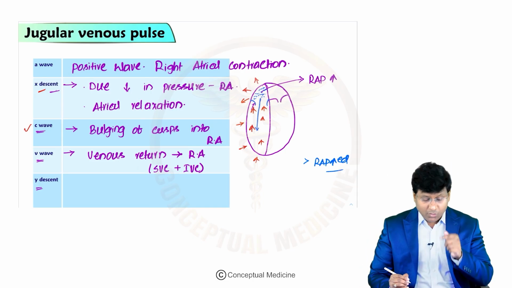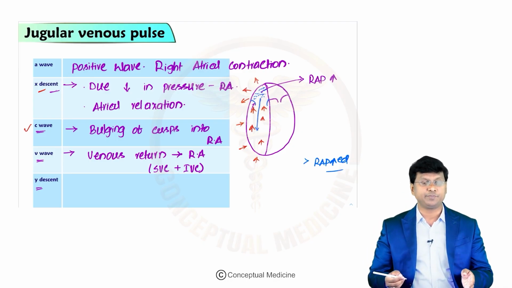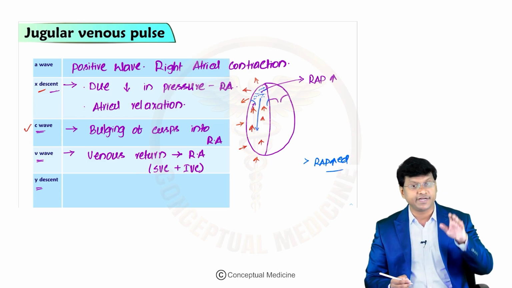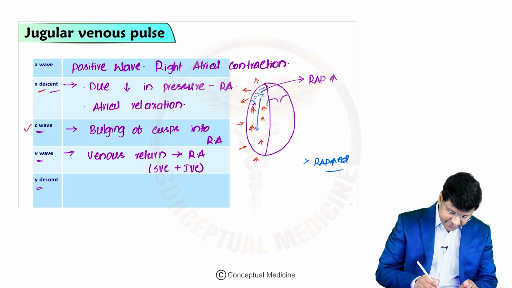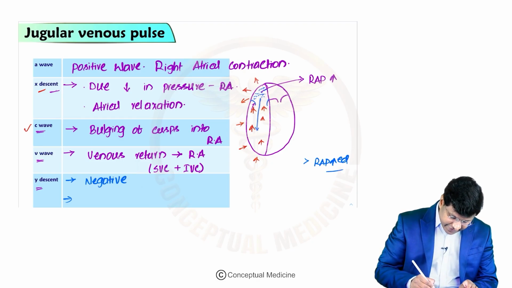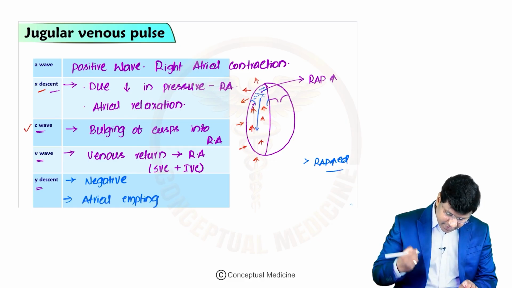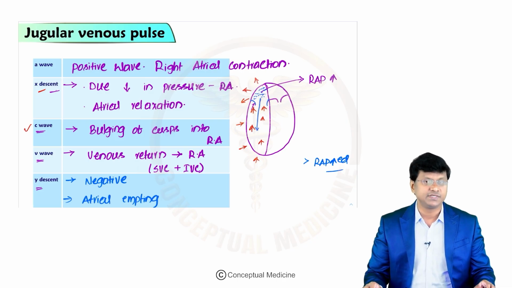So once the blood from the right atrium gushes into the right ventricle, what will happen to the pressure within the right atria? The pressure within the right atria reduces, and that will result in the Y wave. So the Y wave is a negative wave. It tells you that the pressure in the right atrium decreases. Okay, and what is this Y wave due to? The Y wave is due to atrial emptying, right? Atrial emptying. Okay, so these are the waves in the JVP.